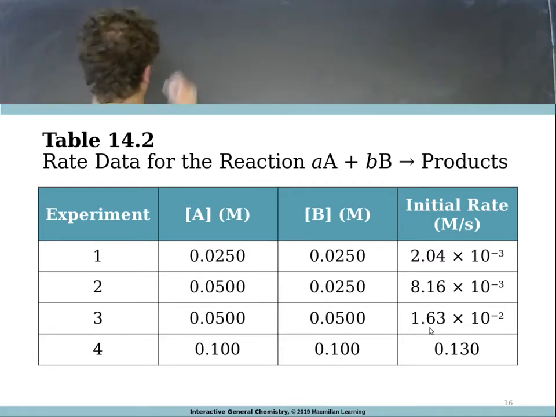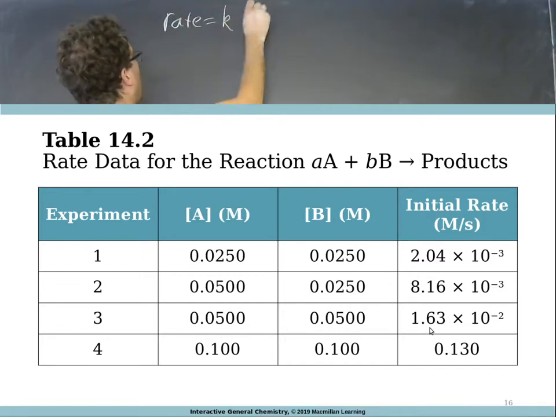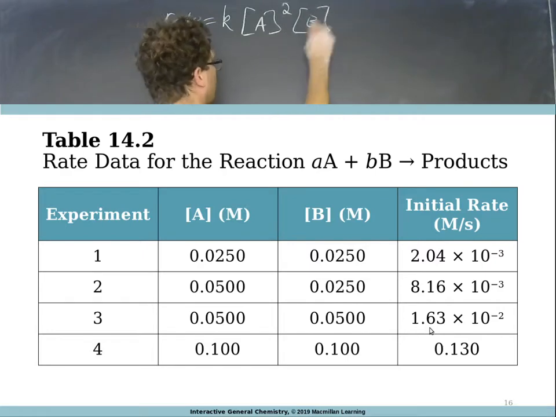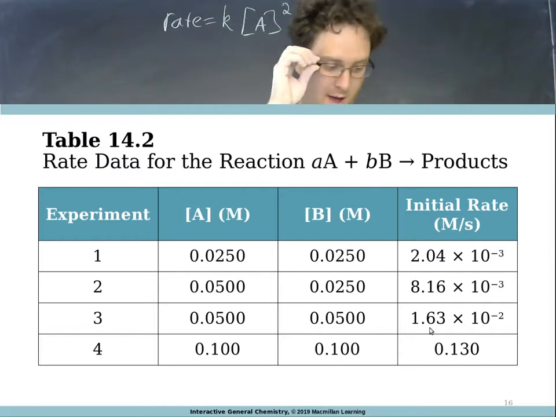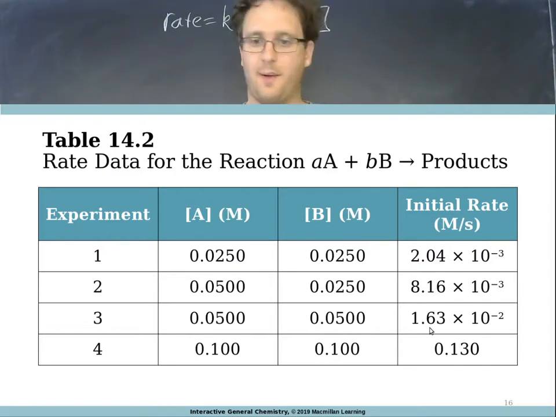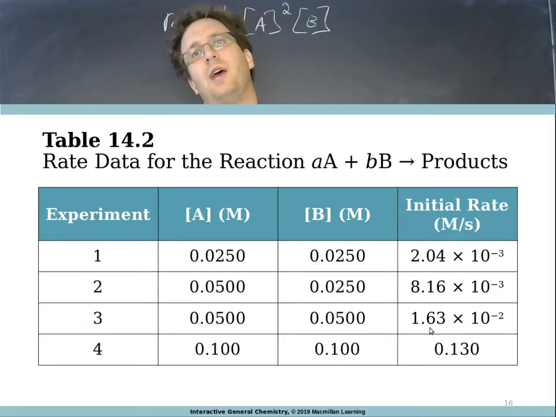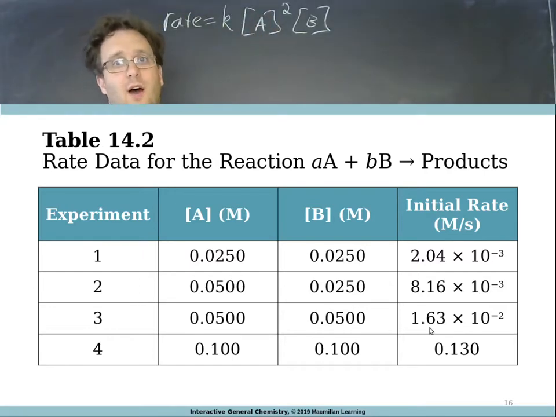And so we get rate is equal to k times the concentration of A squared and the concentration of B, based on this table of data. So again, use simple ratios, doubling concentrations, keeping one of them constant and doubling the other, and these are actually pretty easy, and you don't need to use your logarithms or even your calculator if you're okay at doing some simple math in your head.